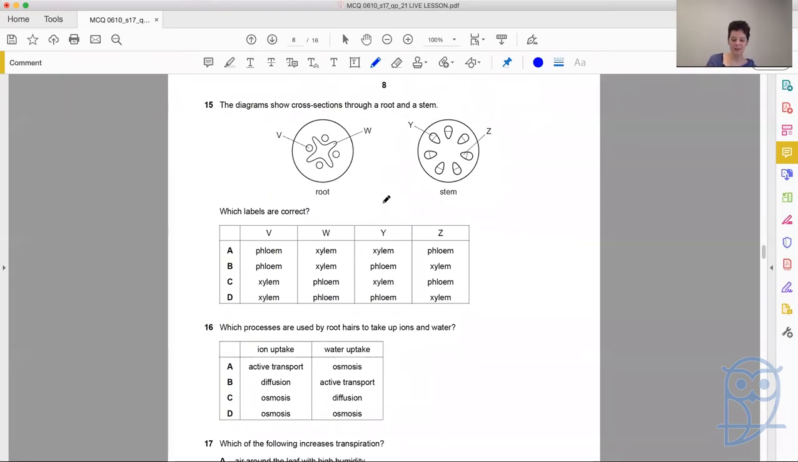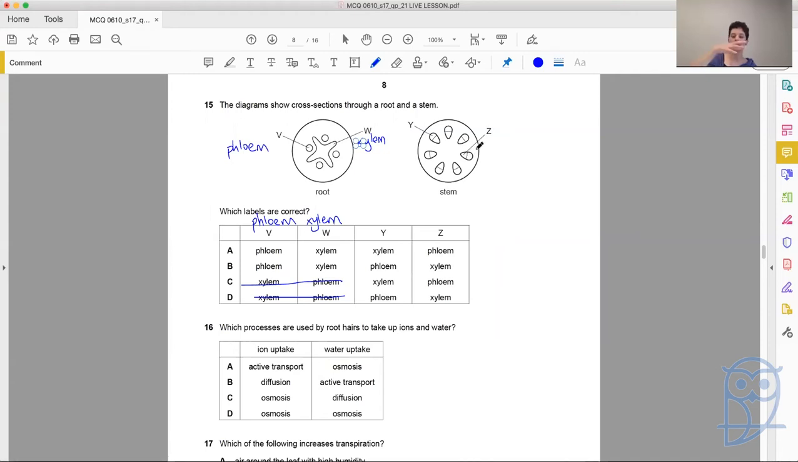So our W is wonderful because X marks the spot and X starts for xylem. So W is xylem, which begs V our phloem. So we can knock out C and D straight out. So it's about these ones. Which way round does it go?